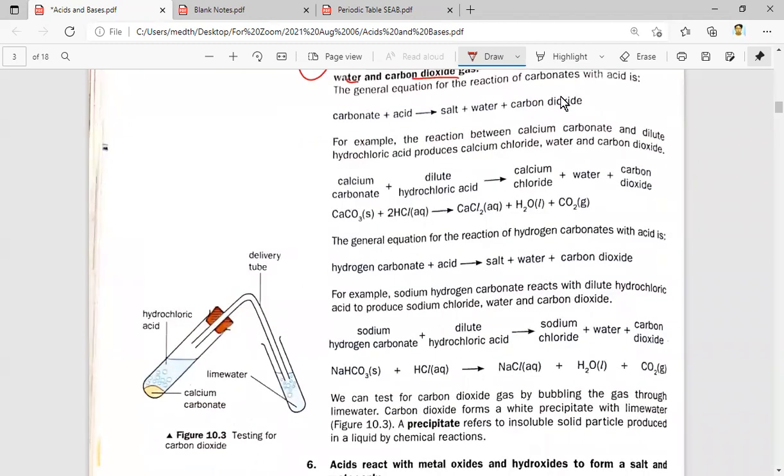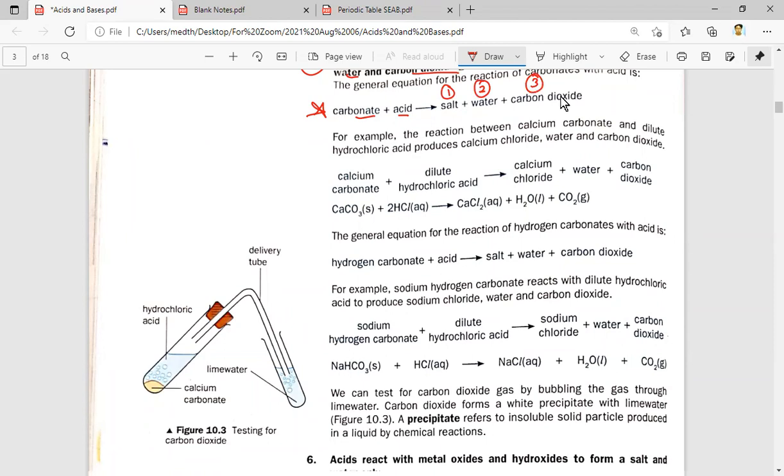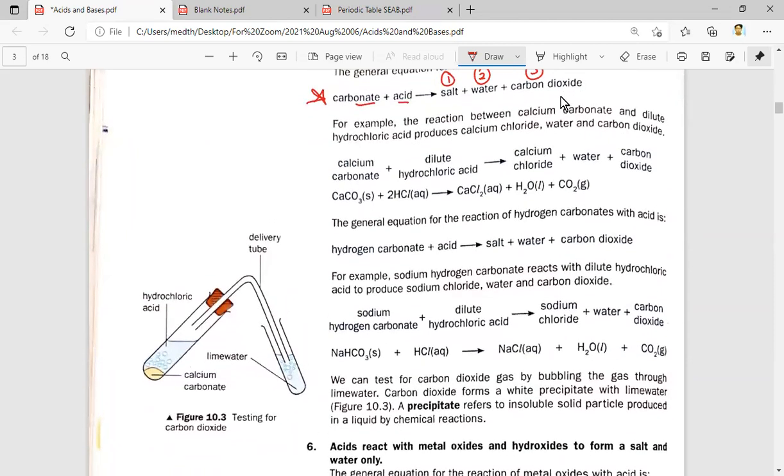So the general word equation: carbonate plus acid gives you salt, first product, water, second product, and carbon dioxide, third product. An example given is over here. This is just a very specific example of calcium carbonate with hydrochloric acid. Once again, you realize that the salt name, because I use hydrochloric acid, is a chloride.